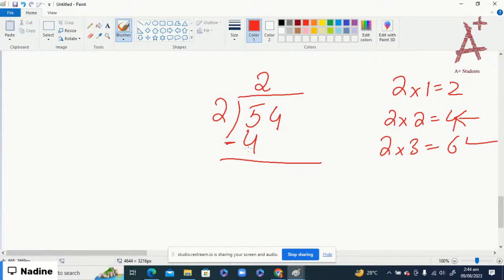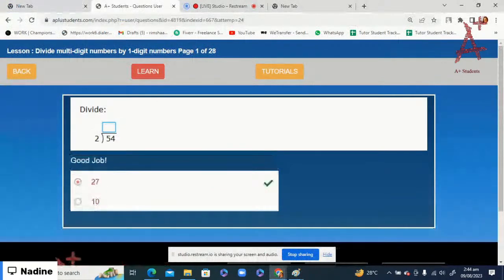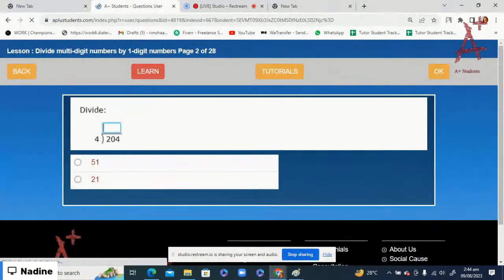Subtract it. 5 minus 4 is 1. And here putting down this 4. So 2 times which number is 14? That is 2 times 7 is 14. And here the answer is 0. So this 27 is your answer. Let's check, is there any 27? Yes, here. So that's here. Our answer is right.